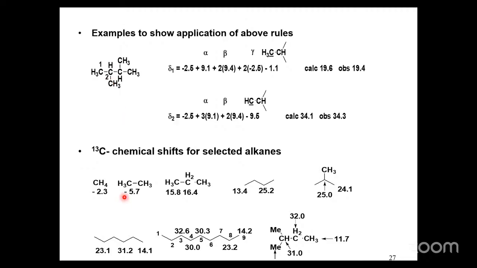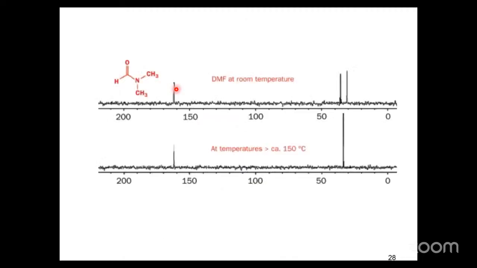Methane will have minus 2.3, ethane carbon minus 5.7. The carbon of propane will be of two types. Methyl carbon is coming at 15, while methylene carbon at 16. So you can calculate, of course, the delta value from this. I will not spend time on this. Let us move to the next.